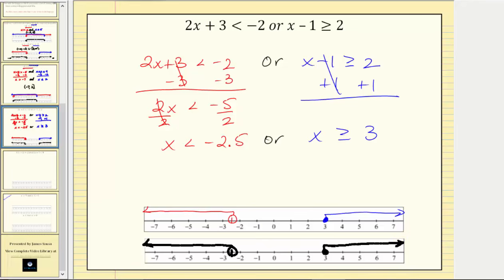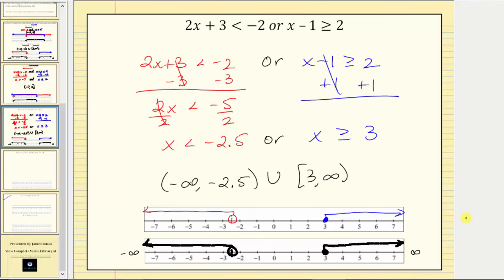To express using interval notation, to the left, we approach negative infinity. To the right, we approach infinity. The interval on the left is from negative infinity to negative 2.5. Neither endpoint is included, and therefore we have parentheses. Or, we can use the word or, or U for union. For the interval on the right, we have the interval from 3 to infinity. The interval includes 3. To the right, we have a parenthesis. Again, we can use U for union or the word or, both are acceptable.